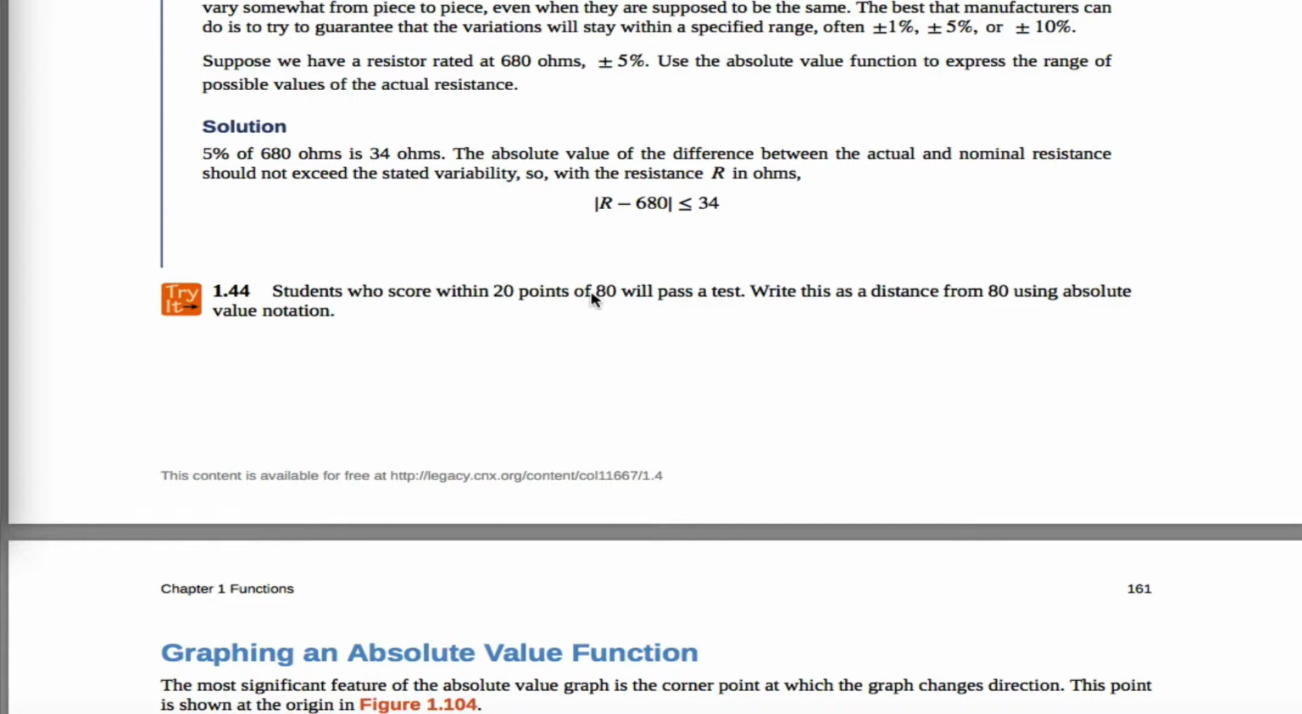Like we have some numbers, 20 and 80, but it's not like everything in this sentence will be in the exact same order in the mathematical expression. So really what you want to do is read through it, understand what's going on, and see if you can translate it to absolute values that way.